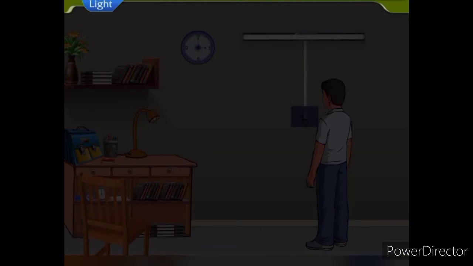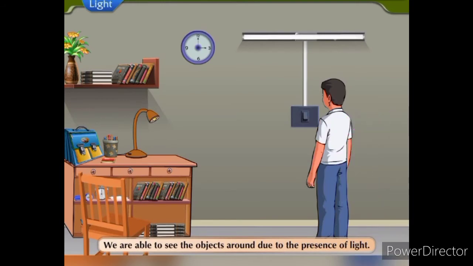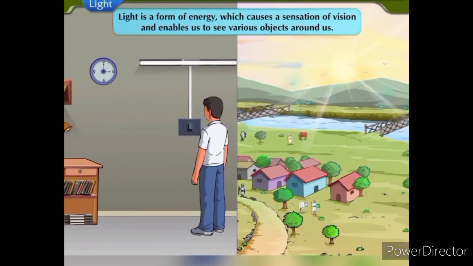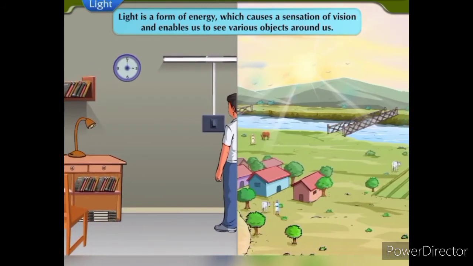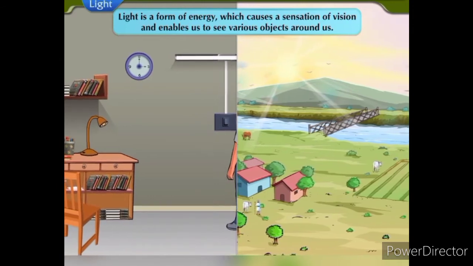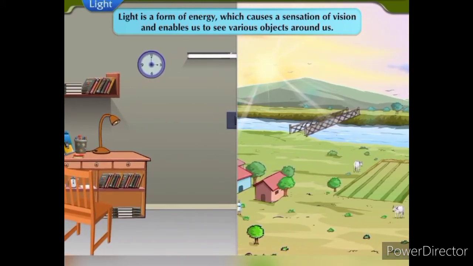There are a variety of objects around us. However, it is due to the presence of light that we are able to see these objects around. Light is a form of energy which causes a sensation of vision and enables us to see various objects around us. Let us perform an activity to clear this concept.